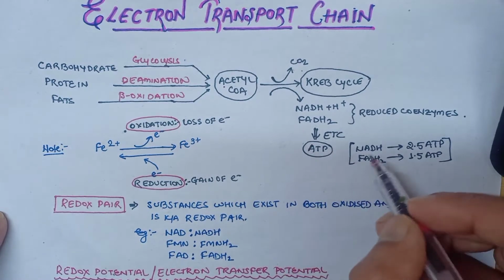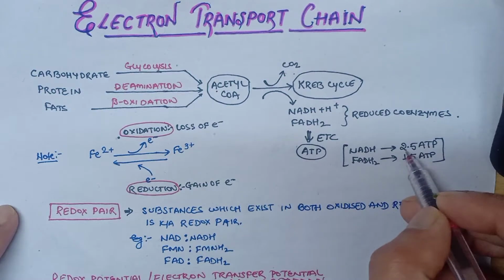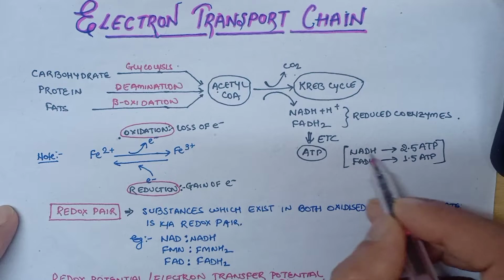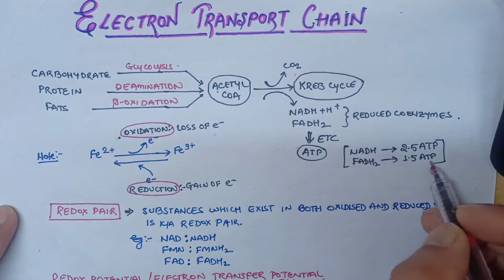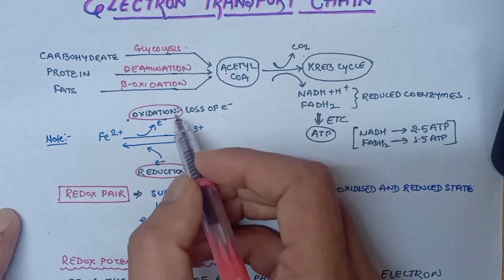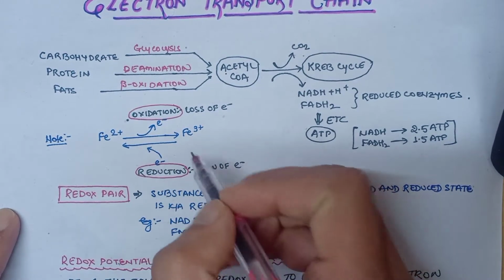We will see how one molecule of NADH will produce 2.5 ATP and one molecule of FADH2 will produce 1.5 ATP. Now we will try to understand the concept of oxidation and reduction.